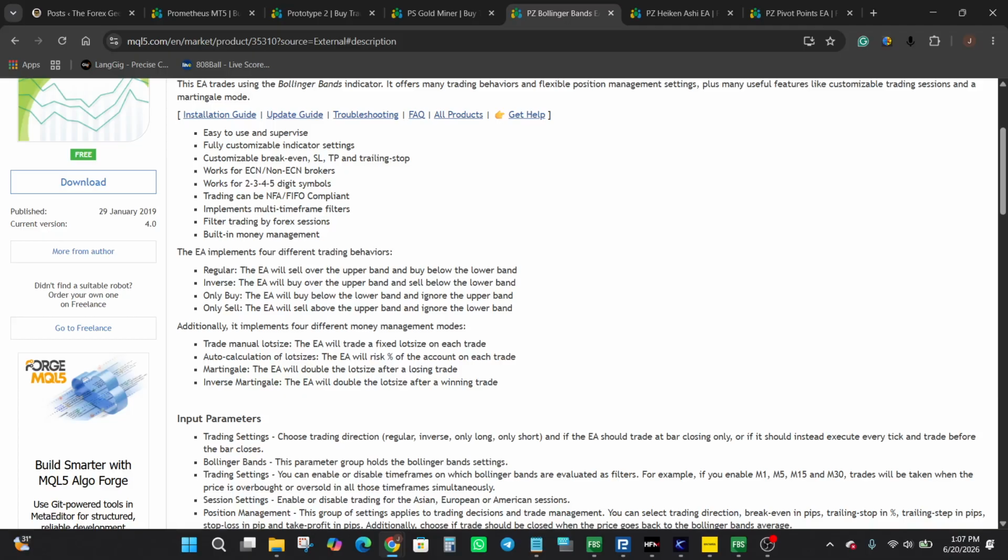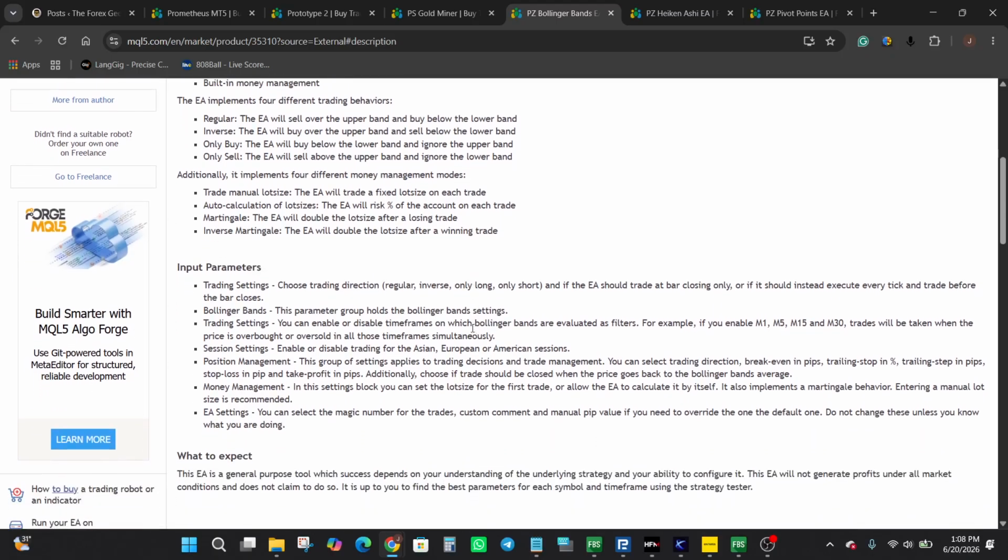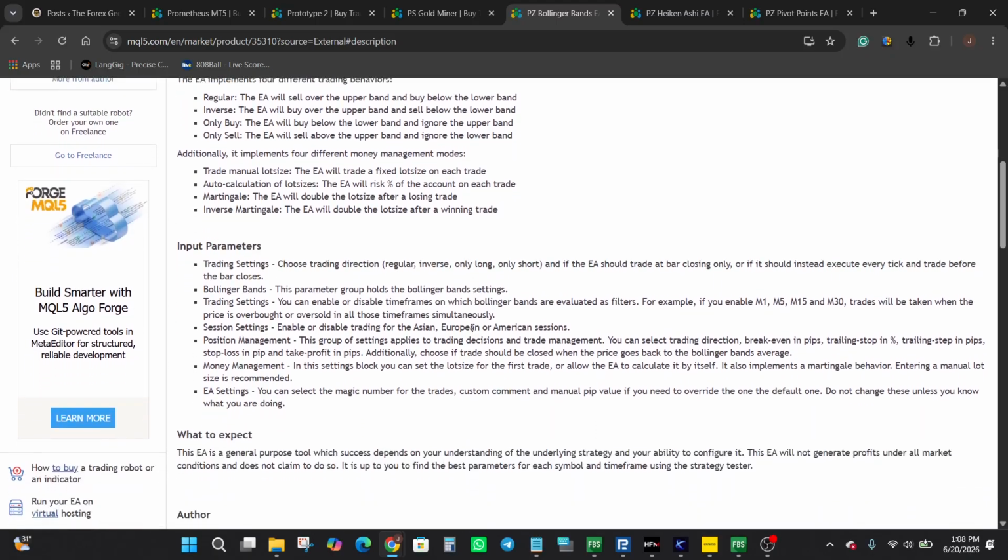The EA can use multiple time frames as confirmation filters, meaning traders can require overbought or oversold conditions to align across several selected time frames before a trade is considered. In addition, trading can be restricted to specific Forex sessions, including Asian, European, and American market hours.